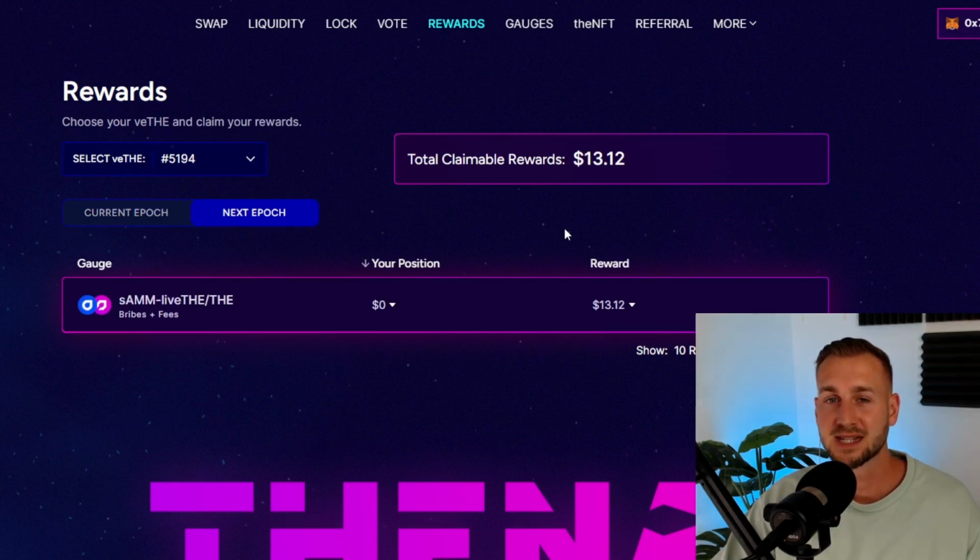So you can see from this, the passive income can roll in. And this is all real yield. You're getting bribed by other protocols to vote for the liquidity pools.